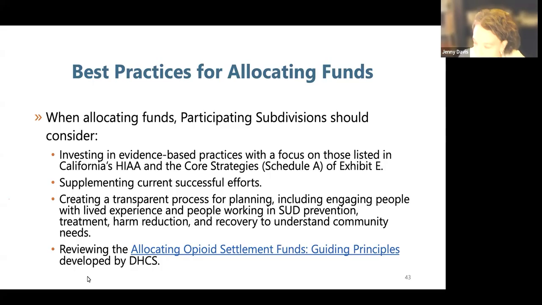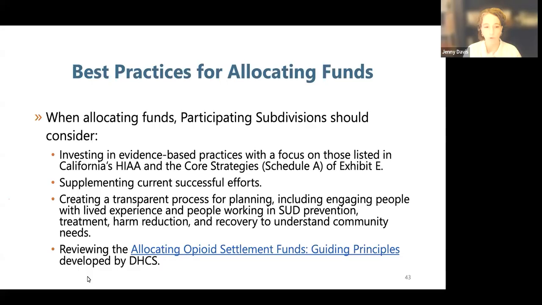But there are a lot of places that you can look to that are effectively foolproof. These are best practices that have been around since even before our opioid settlement funds. And on the next slide, we'll show you who you can target and bring into these planning sessions.